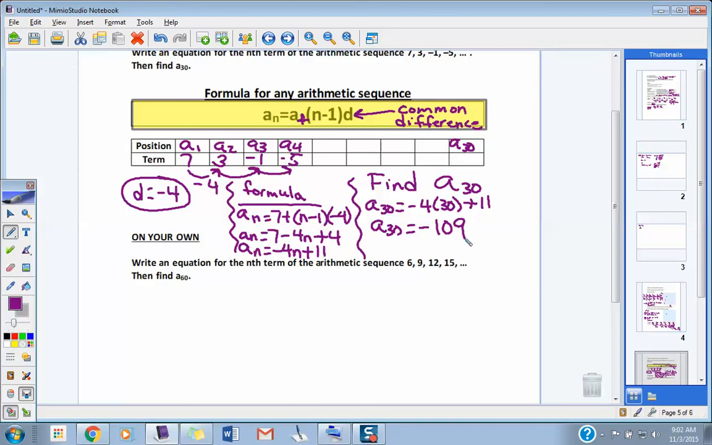So here's the sequence, guys. 6, 9, 12, 15. I want you guys to, first of all, write a formula, write an equation for the nth term, like I did right down here. And then once that's written, what term am I asking you to figure out?